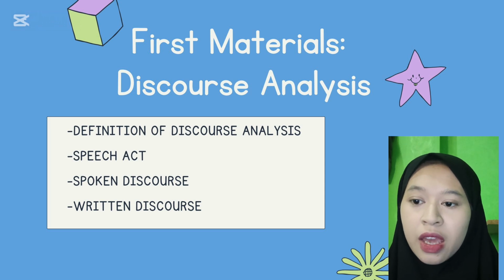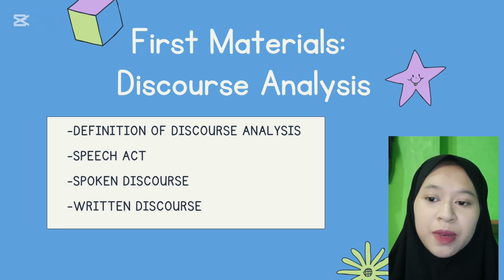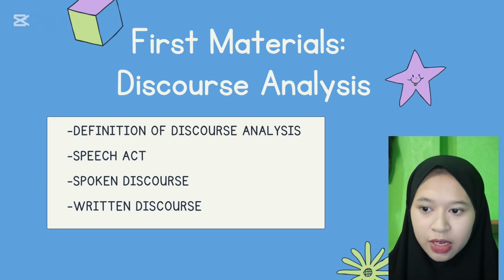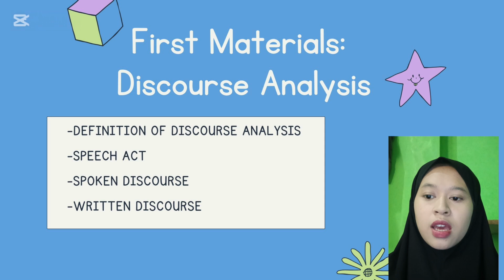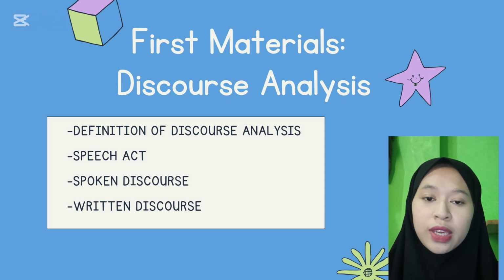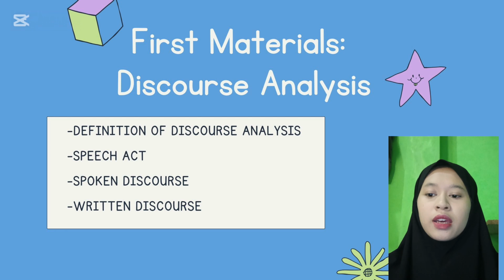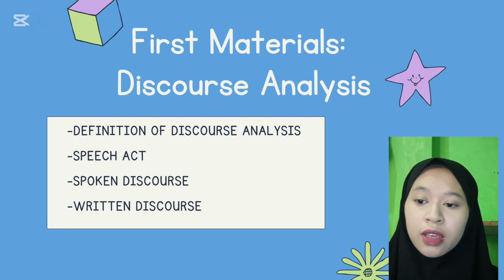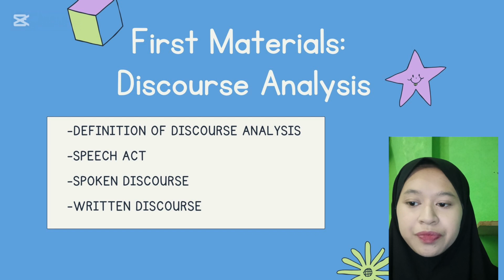locution. Locution is the act of saying something with a specific meaning. For example, it's raining, stating a fact. And illocution is the intention behind the statement. For example, can you close the window? Another meaning is a request.